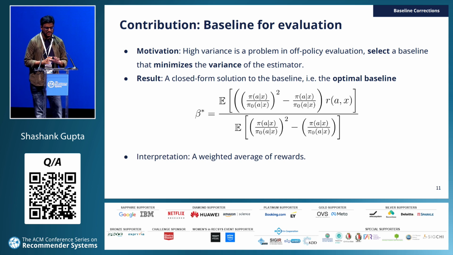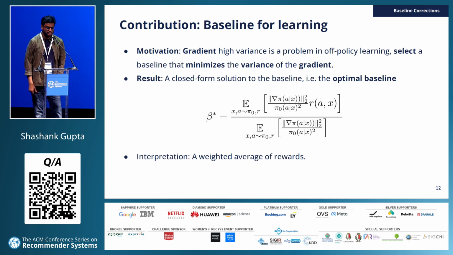This looks a bit scary, but this is just a weighted average of reward, where the weight is importance sampling square minus importance sampling. So this is baseline correction for evaluation. And similarly, we propose a baseline correction for learning.